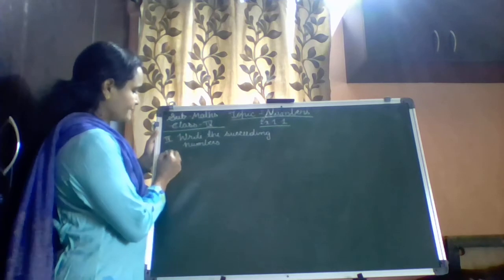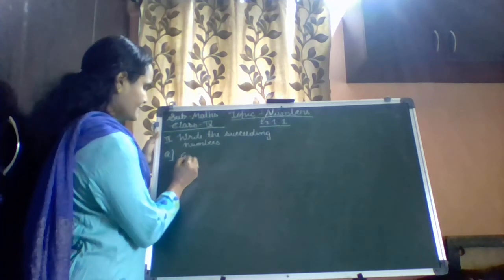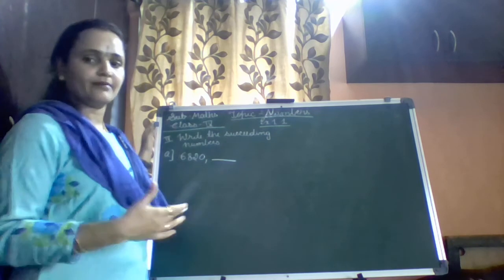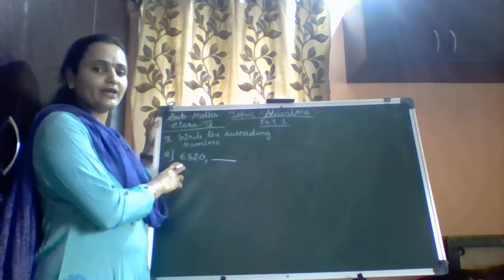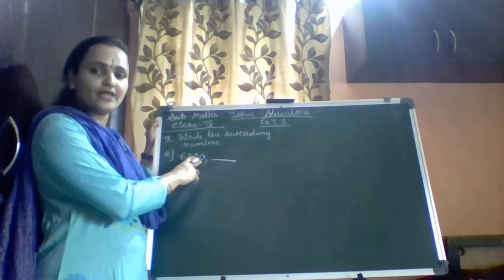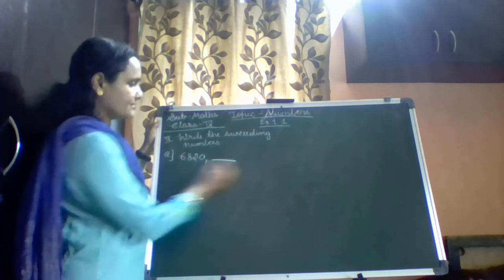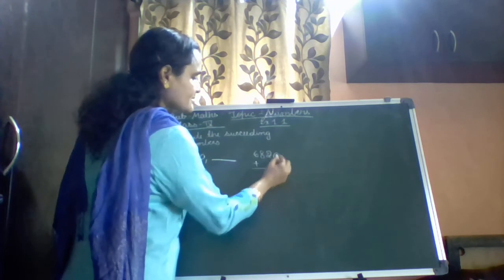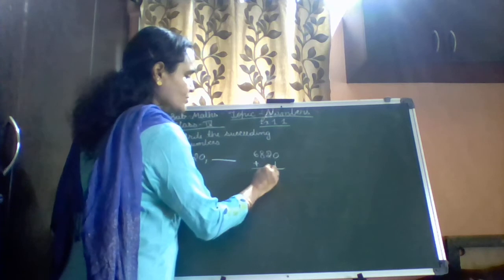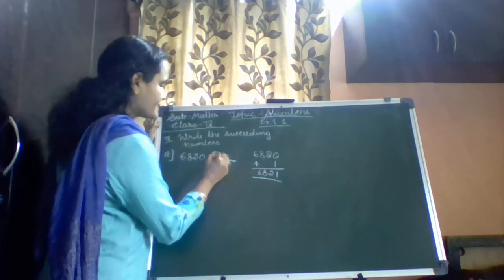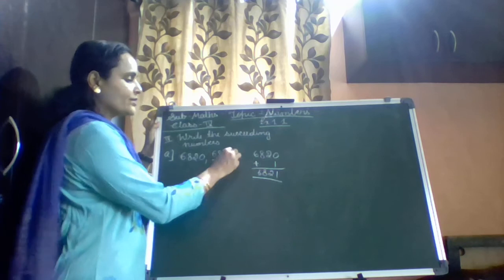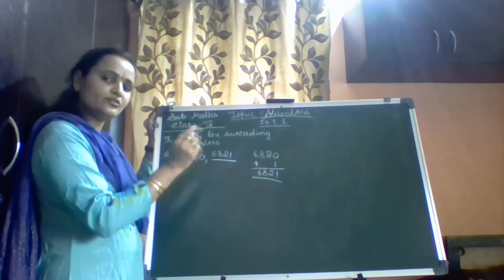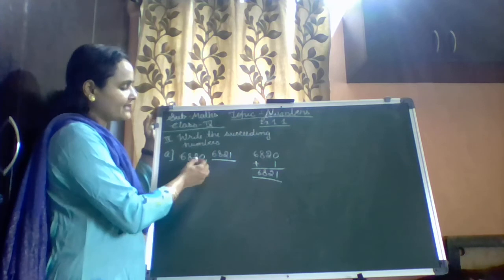So the first number is given as 6820, comma, dash. You have to just write the next number. I told you yesterday, when you have to write the succeeding number, you add 1 to the last number. So here it is 6820 plus 1: 0 plus 1 is 1, 2, 8, 6. So the next number will be 6821. You can do it without adding also. After 20, what is the number? It is 21. So the number will be 6821.